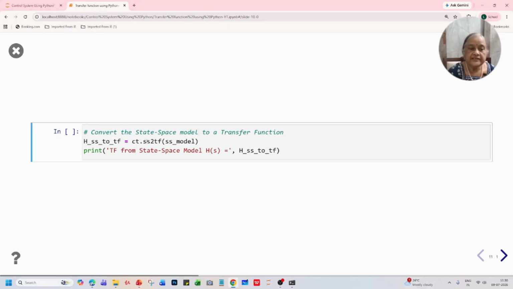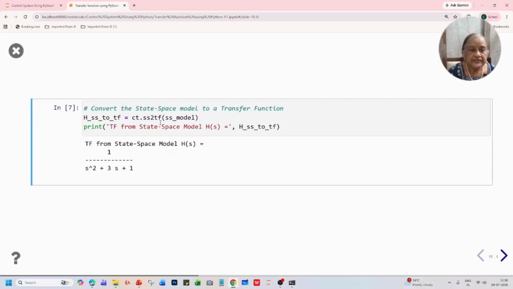So ct.ss2tf, then we'll pass that ss underscore model we constructed in the earlier step, and we'll ask it to print the transfer function from state space model, passing this designation that we have given for the transfer function model that is to be constructed from the state space. So here from state space it has obtained the transfer function as 1 divided by s square plus 3s plus 1. So this is a second order system since our A matrix is a 2 by 2 matrix.